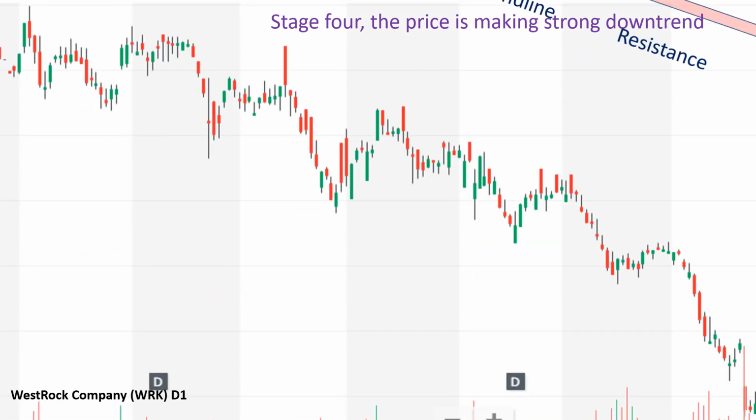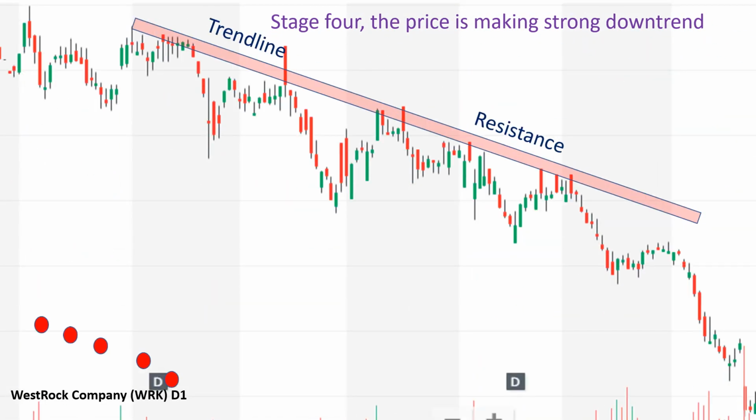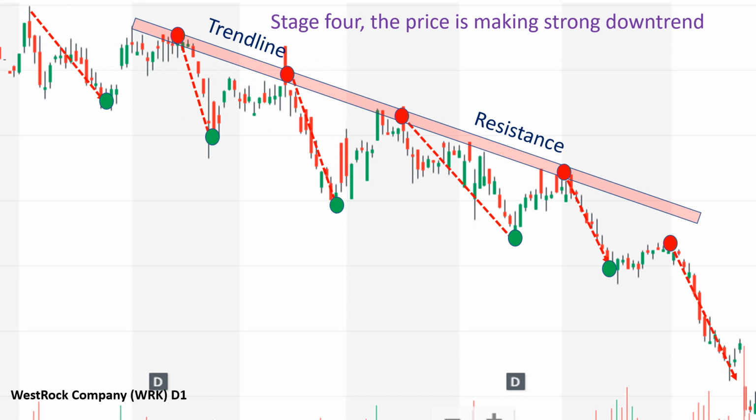This is the price trend and this is the trend line, resistant area, number of touches in resistant area, number of touches in support area. This is the lower swing low and this is the lower swing high. And these are the characteristics of a strong downtrend.